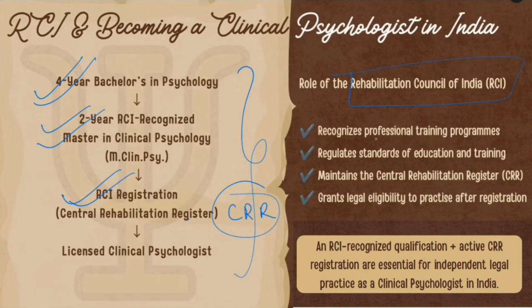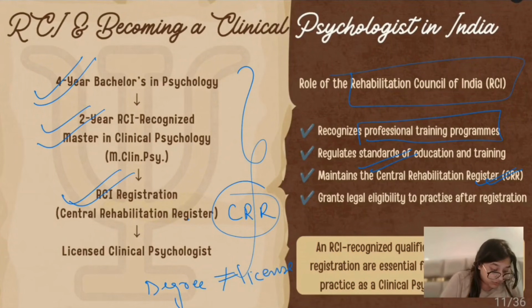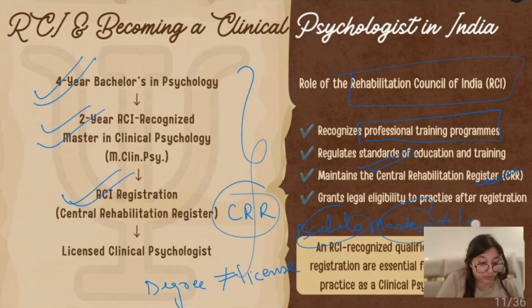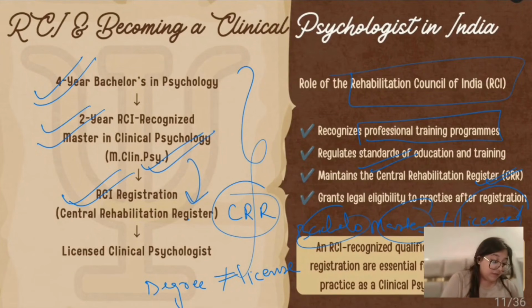Okay. What are the roles? It recognizes professional training programs, maintains the standard, maintains the CRR, and also decides legally whether you can practice as an independent clinical psychologist or not. Remember always, degree does not equal license. Just because you have a bachelor's or a master's does not mean that you are licensed. For licensing you have to do this and get registered under CRR.